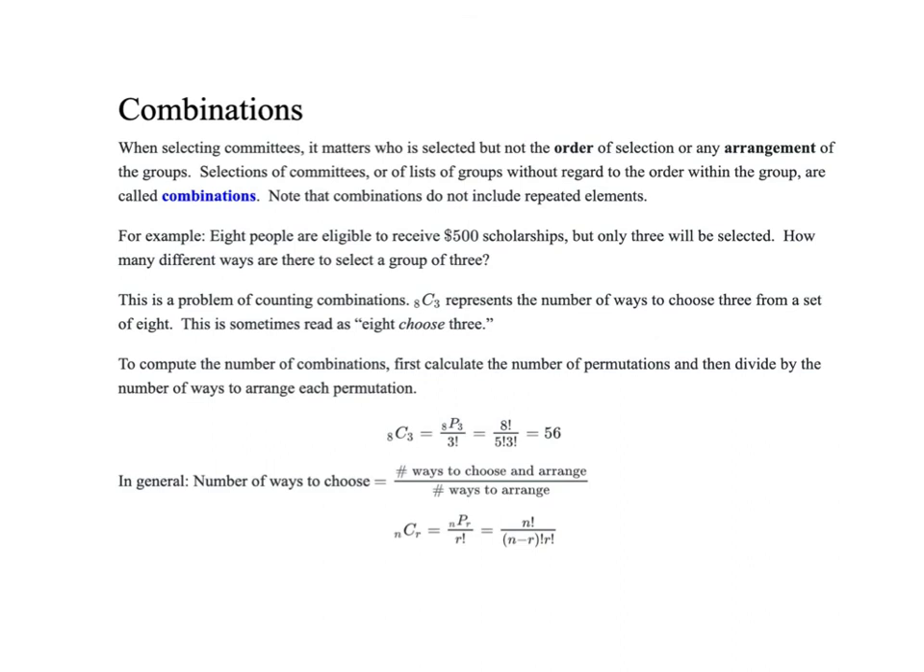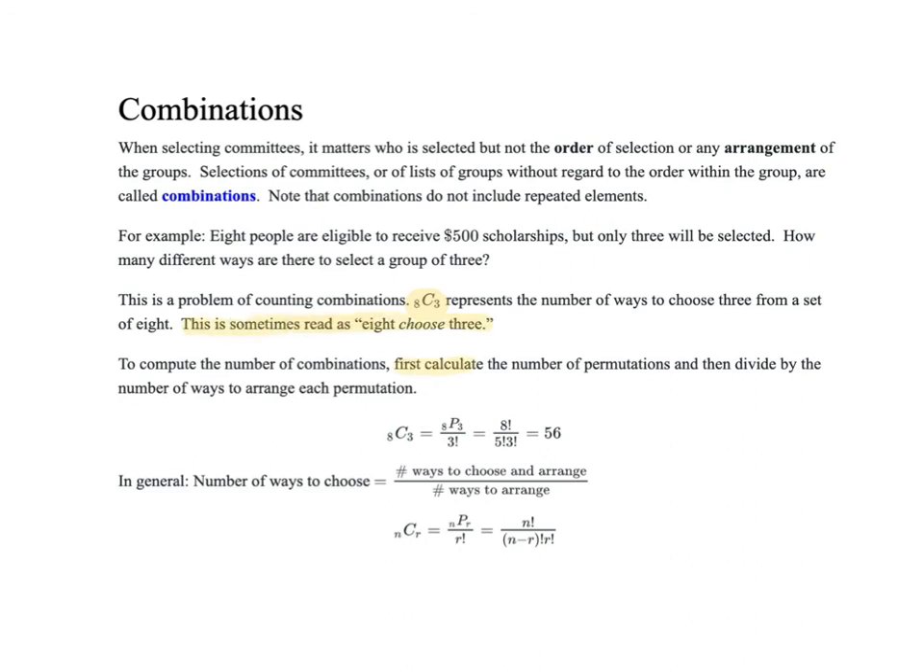So if 8 people are eligible to receive the $500 scholarships, but only 3 will be selected, how many different ways are there to select the group of 3? You don't care whether you're selected first or last. Either way, you're still going to get that $500 scholarship. Again, we can see this notation here and how it is sometimes read as 8 choose 3.